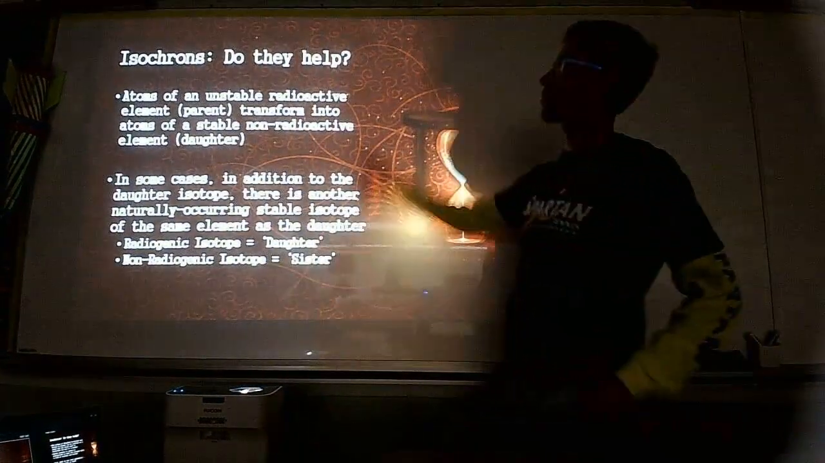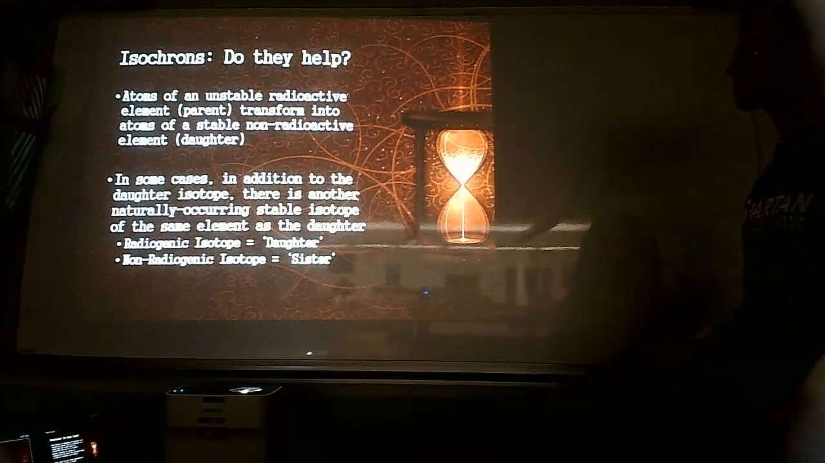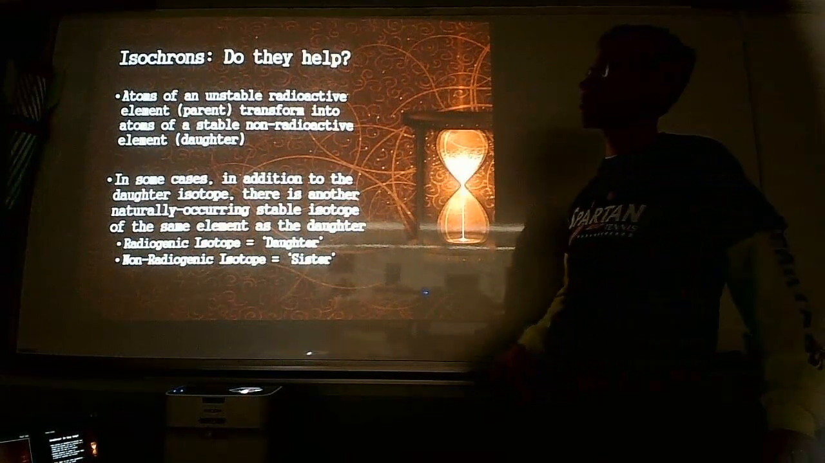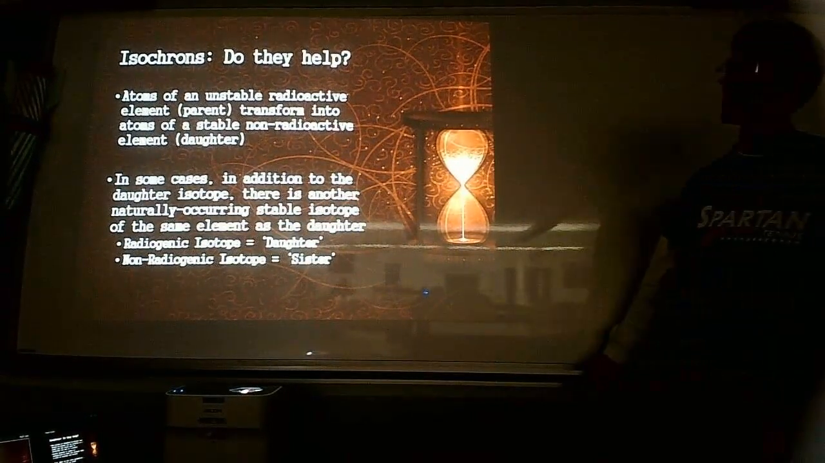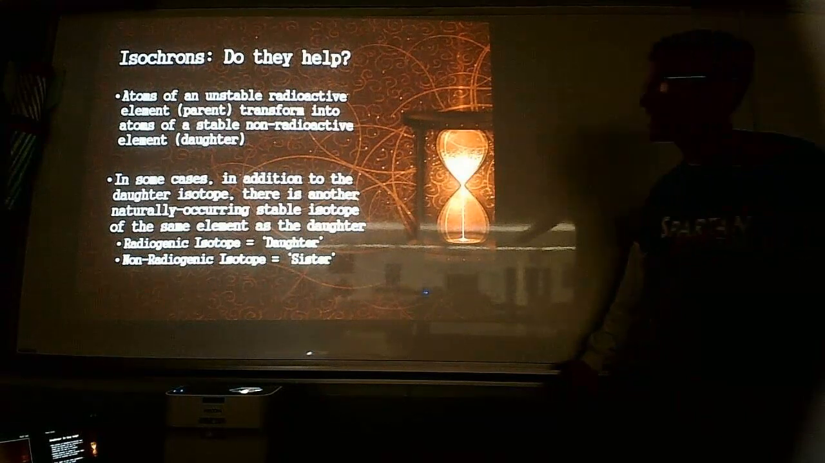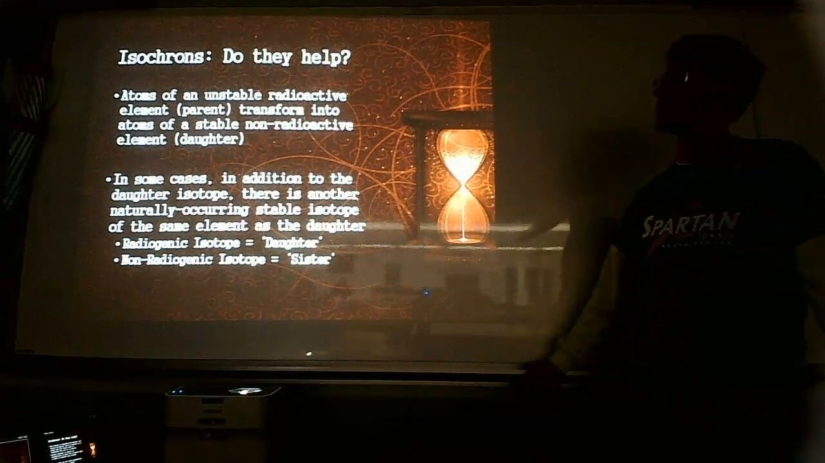So the scientific community realizes there are lots of issues here. So they introduce one of the ways to sort of patch up this theory, and that's the isochron method. So the question is, is this something that helps?